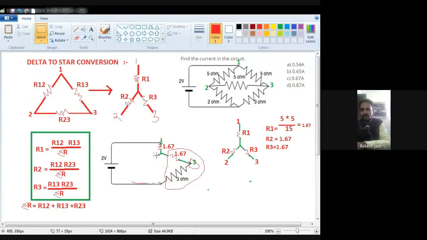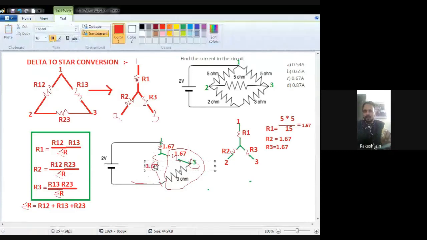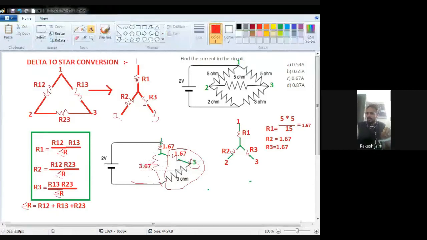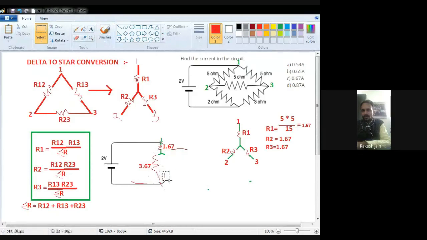Now to solve this question, see very carefully. This 1.67 resistance and the 3 ohm resistance both are in series, because they are connected at one point and the other point is connected to another place. So both are in series. Similarly, this 1.67 and this 2 ohm resistance are also in series. So just connect them. Now the diagram will be replaced like this one.